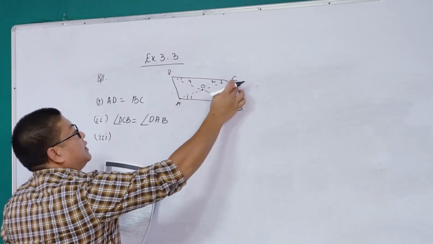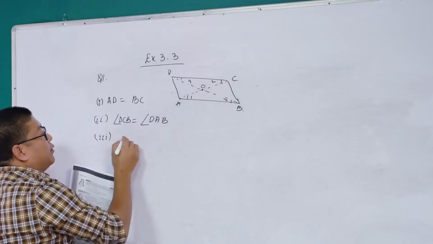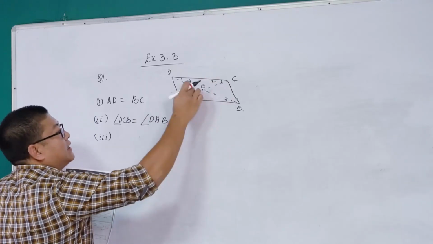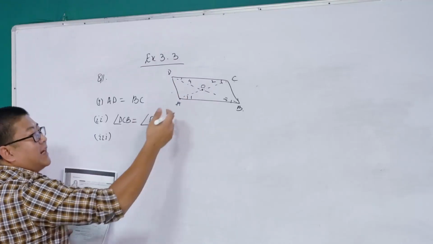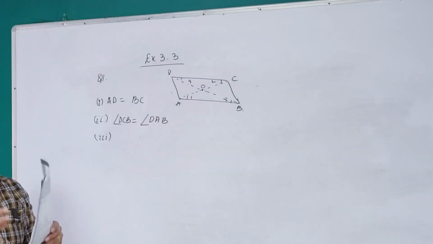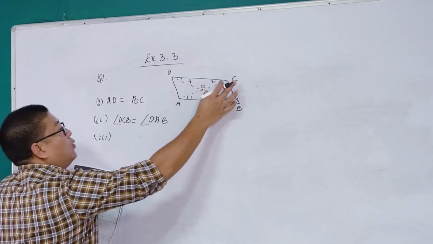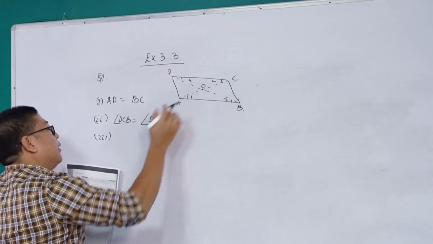Now, OC is equal to OA because the diagonals intersect and bisect each other. Bisect means divide into equal parts. So, OC is equal to OA.